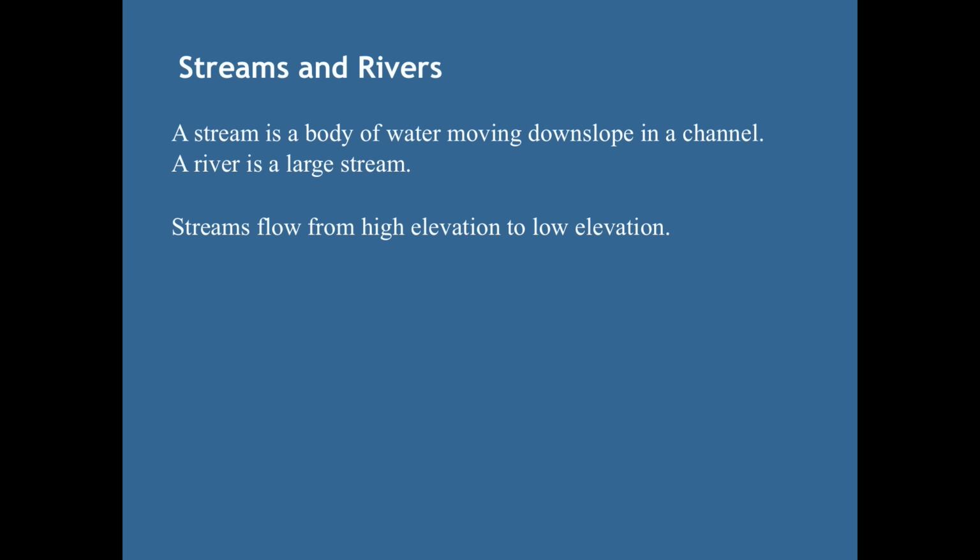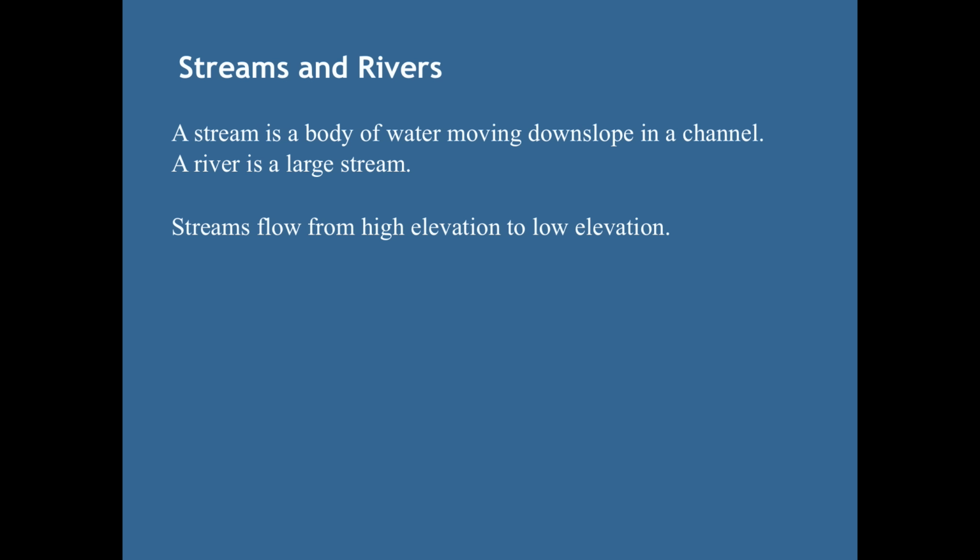So first off, streams and rivers, some definitions. A stream is a body of water that moves downslope in a channel, and a river is just one type of stream. So you might hear about creeks or gullies. These are all types of streams. A river is a term for the largest type of stream. I'm probably going to use those words interchangeably. Just know that a river is a type of large stream.